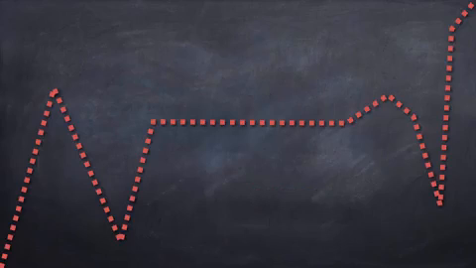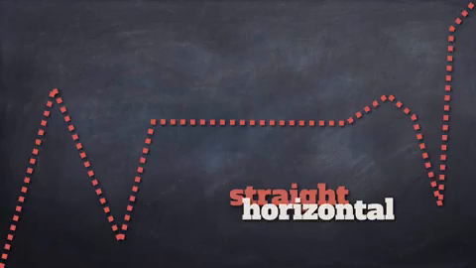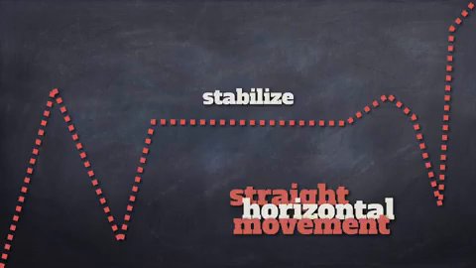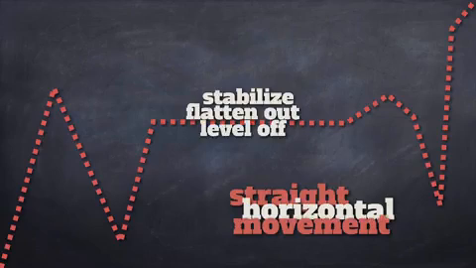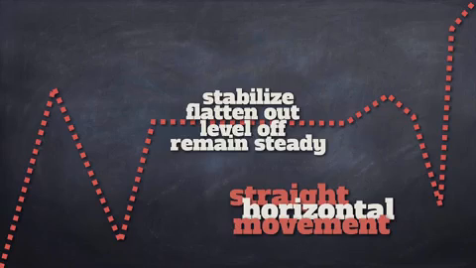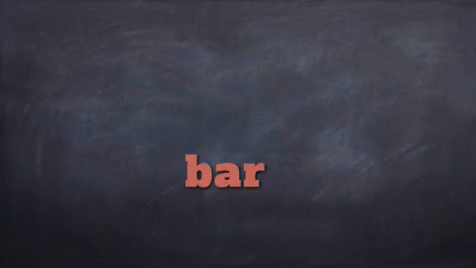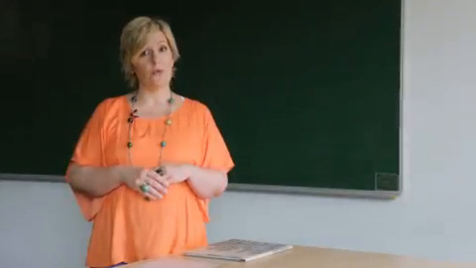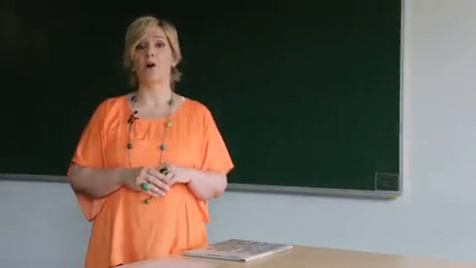In some cases, the lines will stabilize, drawing a straight horizontal line. We will call it stable, steady, constant, flat. If you prefer verbs, stabilize, flatten out, level off, remain steady are adequate. These two kinds of graphs tend to represent data that are more static.